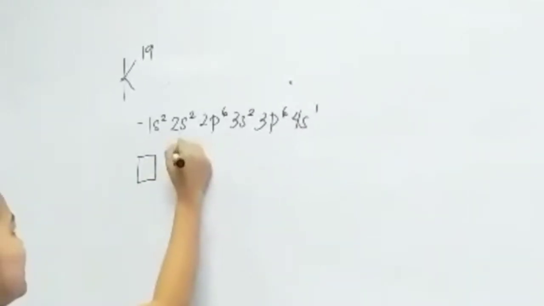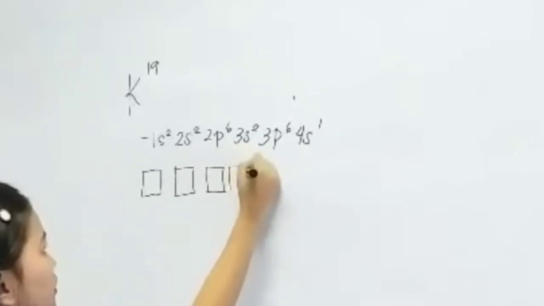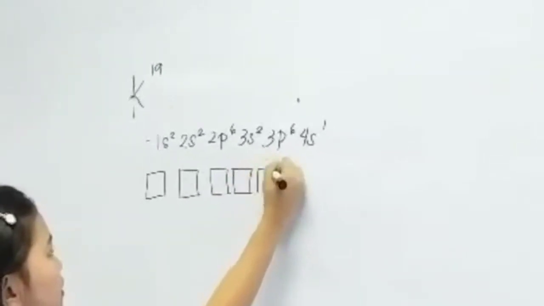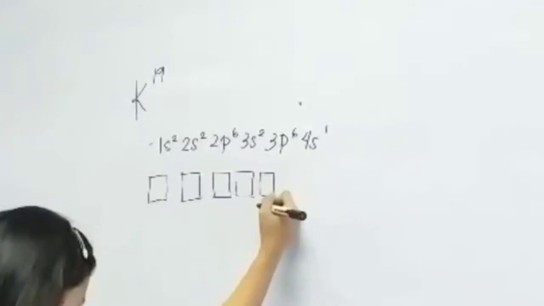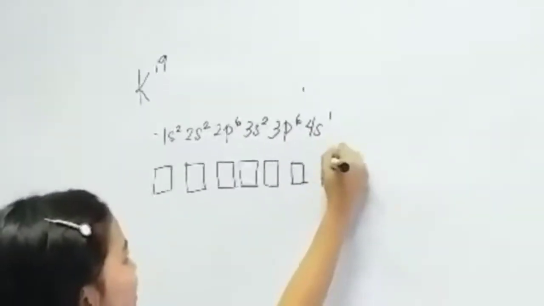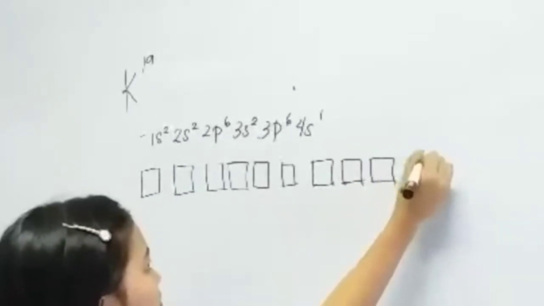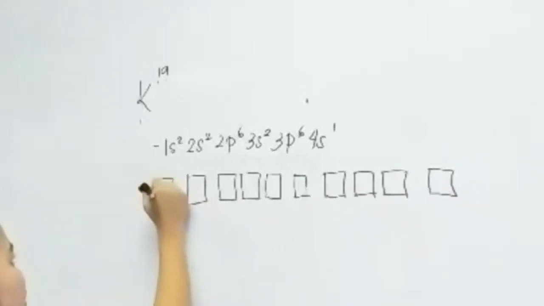Orbital diagram consists of boxes and arrows that represent orbitals and electrons. The next rule that we should follow is the Pauli exclusion principle. This states that an orbital can contain a maximum of only 2 electrons with opposing spins. And the last rule is Hund's rule.